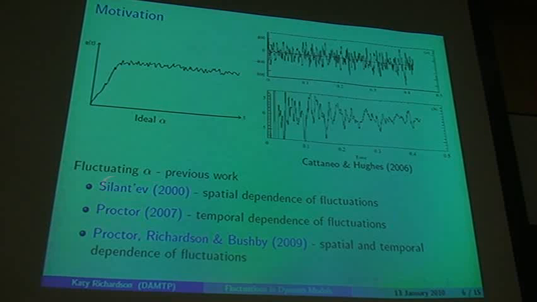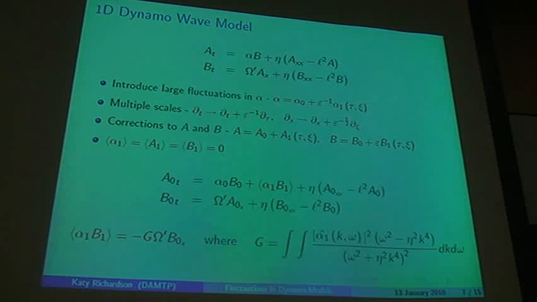And then a simpler approach was taken by Proctor in 2007, but he only looked at temporal dependence of the fluctuations. So what I've been doing is taking the same calculation and adding in spatial dependence, to see whether we can still get this large-scale dynamo and to see whether it still occurs when the mean alpha is zero. And some preliminary results can be seen in this paper at the bottom. So I'll just explain my model to you.